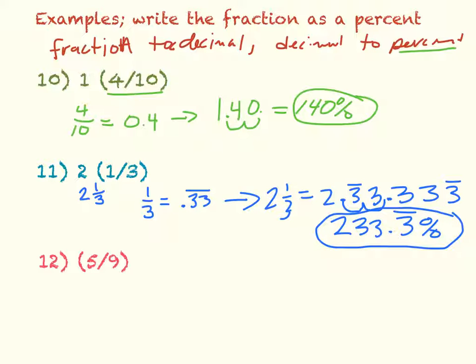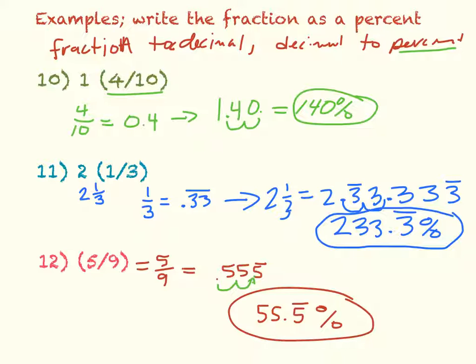And the last problem, I have 5 over 9. I'm going to write that as a decimal, which would be 0.555, and it's going to keep going. And now I need to convert the decimal into a percentage, so I'm going to move this decimal 2 spots to the right, and then I put my decimal, so my final answer is 55.5 repeating percent, and that is your final answer.